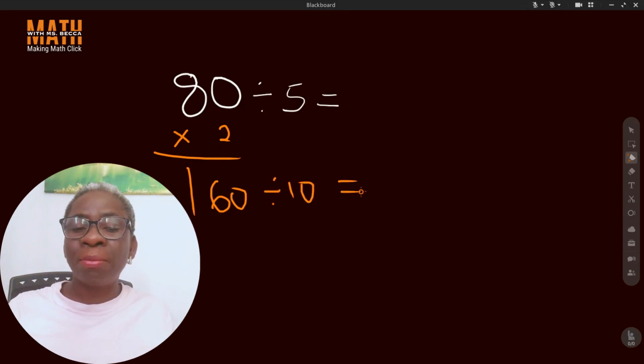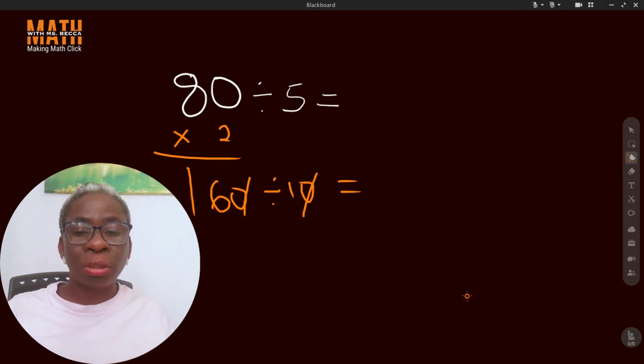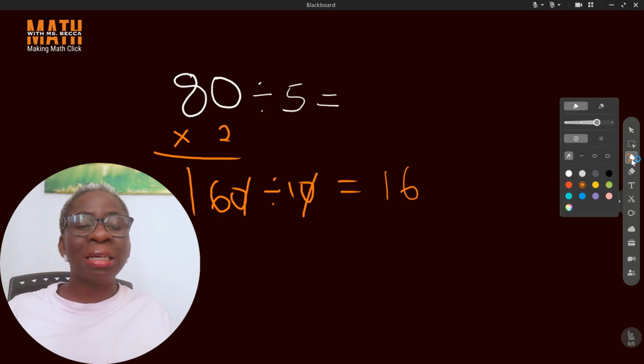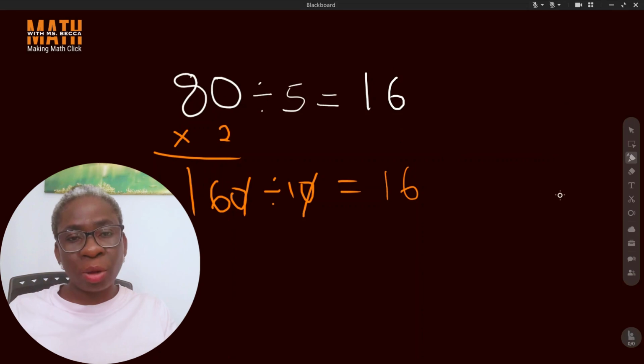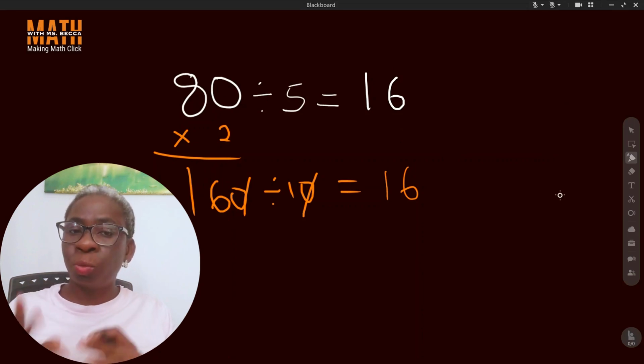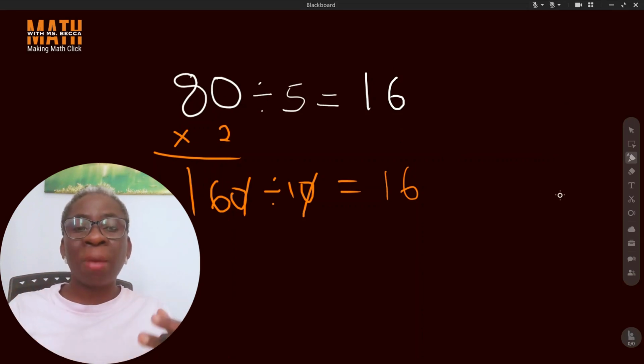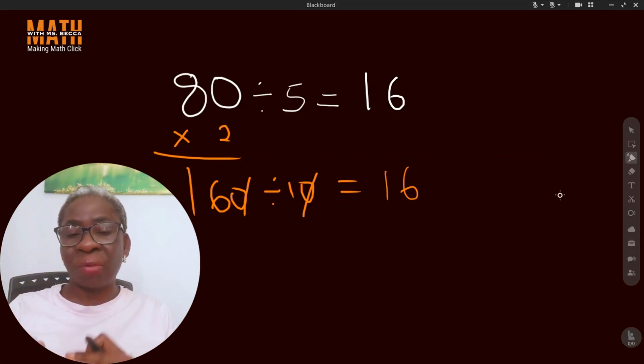160 divided by 10 means this 0, we cancel this 0, and then we have what? We have 16. So that means that 80 divided by 5 is 16. You already know that 5 will only go with any number that ends in 5 or 0 without remainder. But if the number ends in any other number aside from 5 or 0, then there will be a remainder.